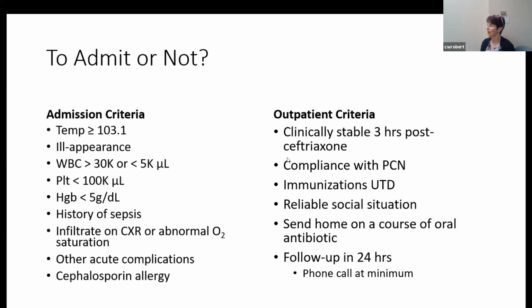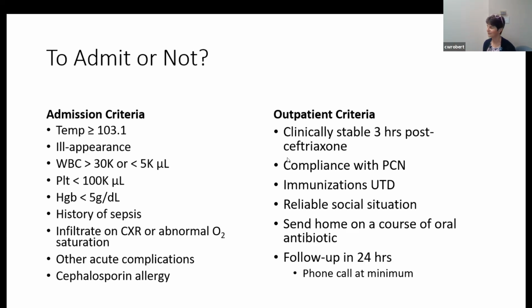As far as admission or not, we know we're going to admit if they have a really high fever or if they're ill appearing. But the guidelines don't state what ill appearing was. We just took some information from some older studies, and I think they all have this in the ED, about recommended criteria to admit for. It's like if their white count is too high or too low, because that can go along with sepsis.